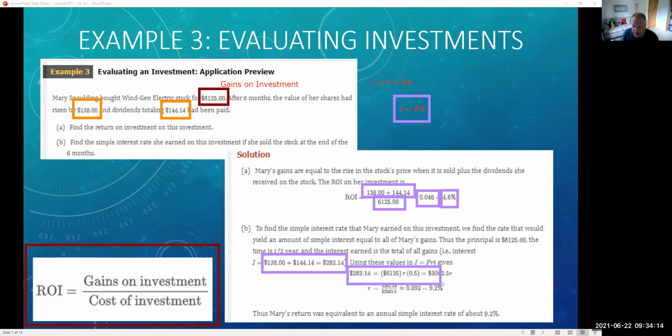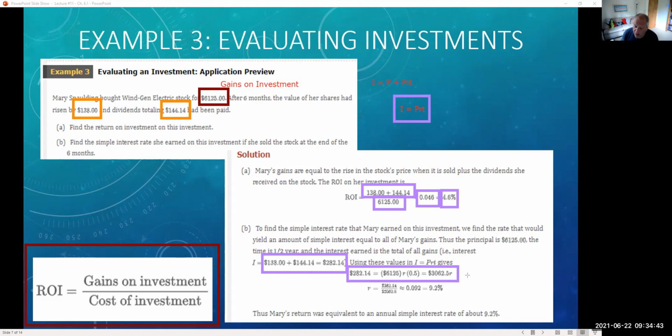There's the interest, which is the sum of the dividends and the share increase. And we're saying it equals the principal times the rate times the time, as if the principal is the original cost of the investment, which is 61.25. The rate is a figure I don't know that I'm trying to figure out. And the time is given as 6 months. So you see in there, I used 0.5 for the time. I've used 61.25 as the principal P. And I'm using the interest to be the actual gains on the investment, which is 282.14.